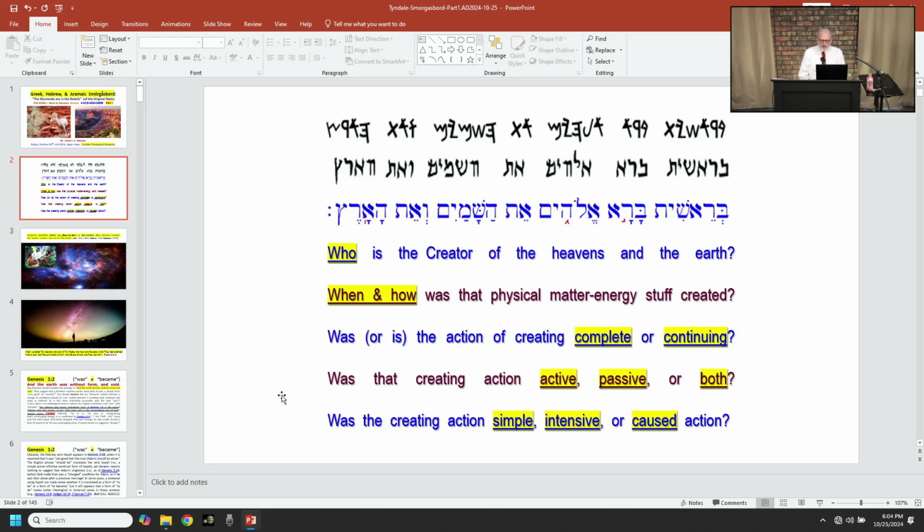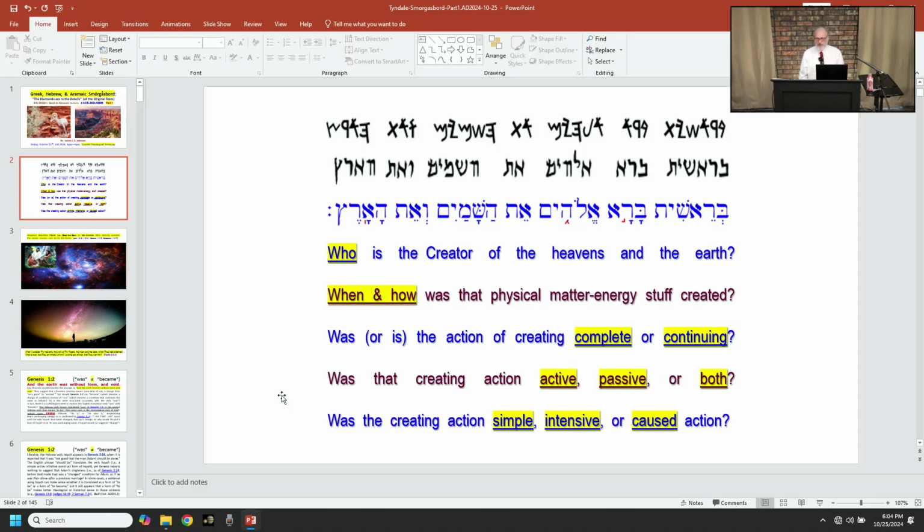Is the action of creating that is referred to in that sentence an action that is completed, or is it still being active? That is, it's still continuing. And it is a perfect verb. So that means the action of creating that is referred to in Genesis 1:1 is a completed action.